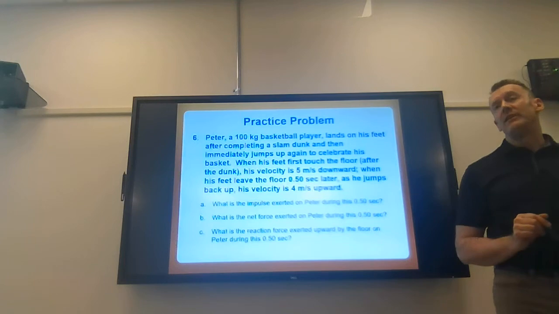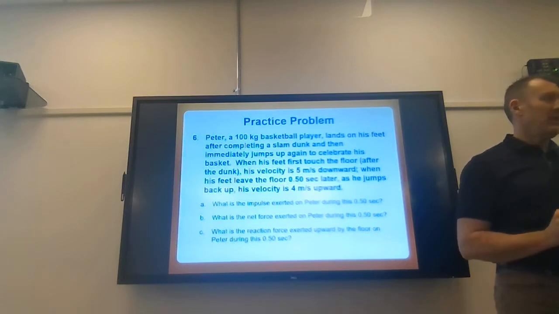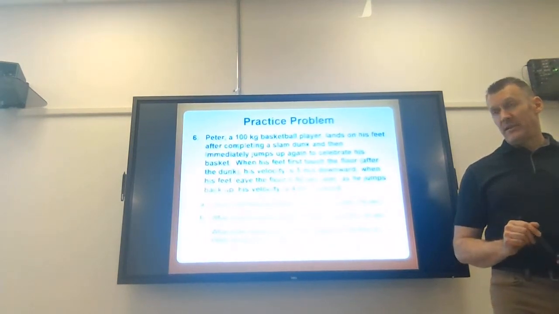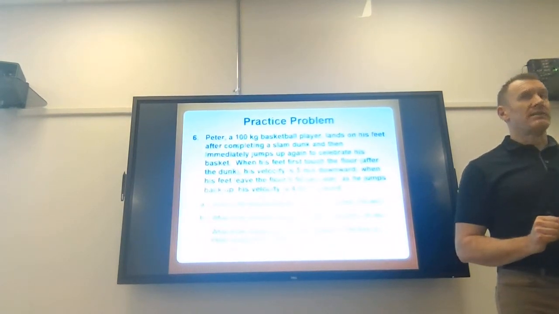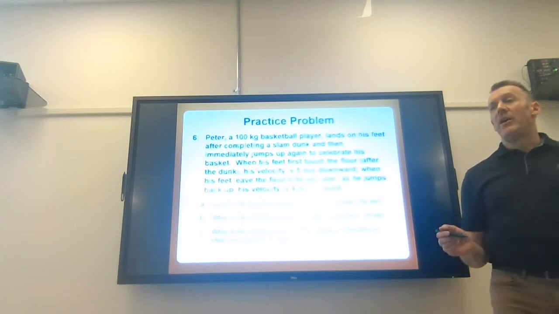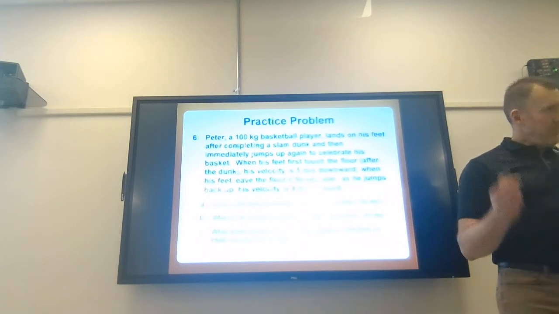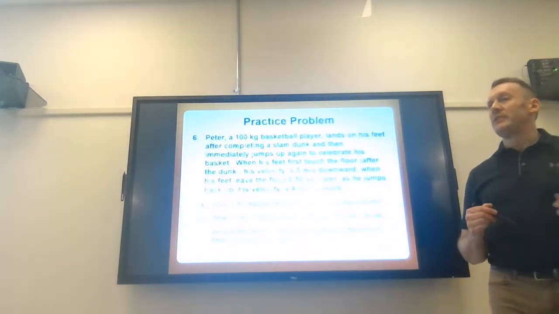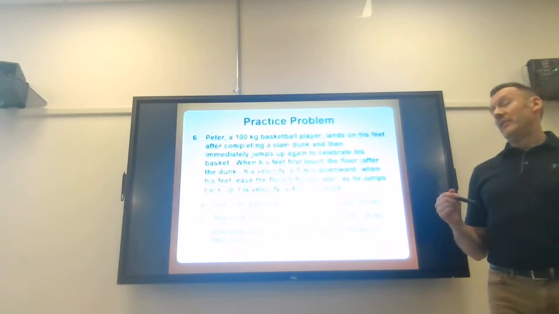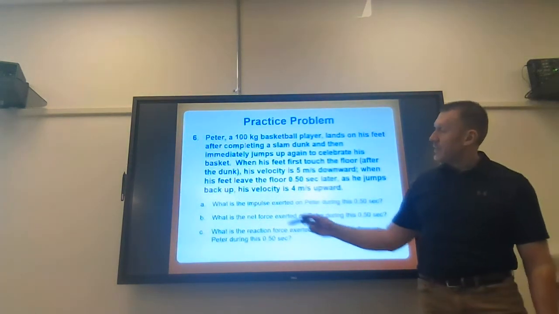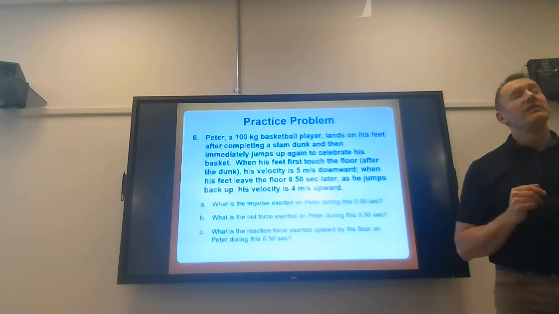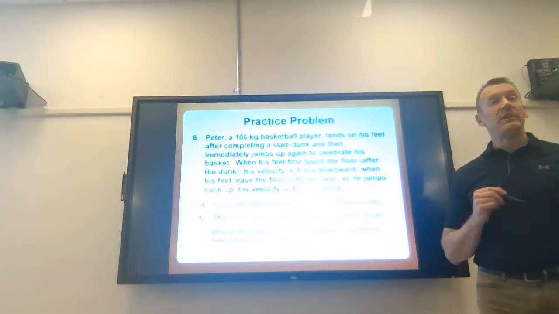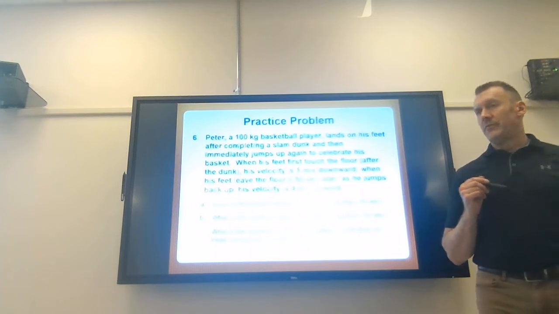Yeah, that would be his initial. So negative 5 meters per second, you'd want to write that down as his initial velocity. And then he comes down and his feet impact the ground, and then he reverses that into the jump to celebrate the dunk, and then on the way back up for the celebration jump, his velocity is positive 4 meters per second. So we could say 4 meters per second is the final velocity.